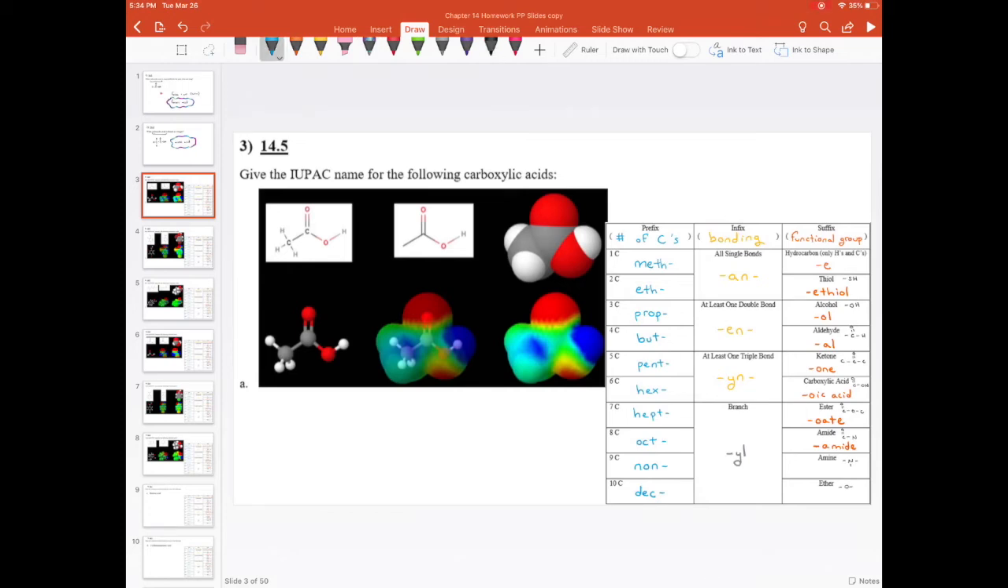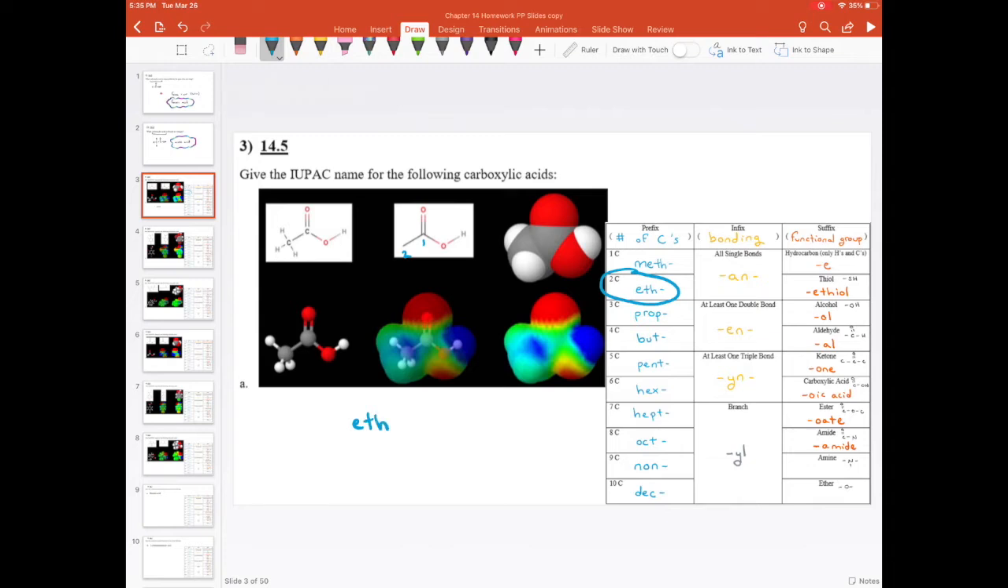Chapter 14, Question 3 asks you to give the IUPAC name for the following carboxylic acids. And the first one they give you is this one. There are no branches here, and so we're going to get the prefix. There are 2 carbons, 1 and 2, so the prefix is going to be eth.